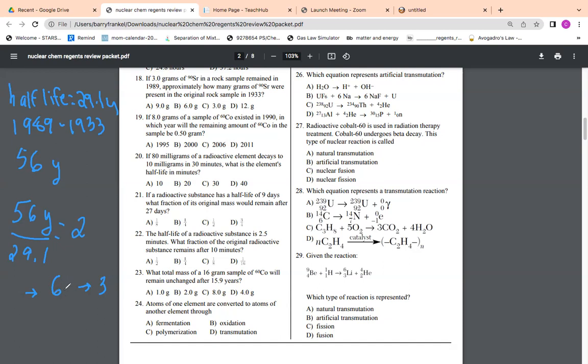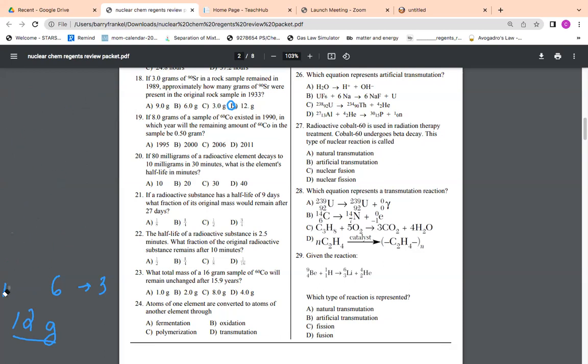And what would this have been? It would have also been double. So it would have been 12. So 12 grams is the original amount that we would have started with. So our answer should be choice D. All right, let's get rid of all this. All right, number 19.